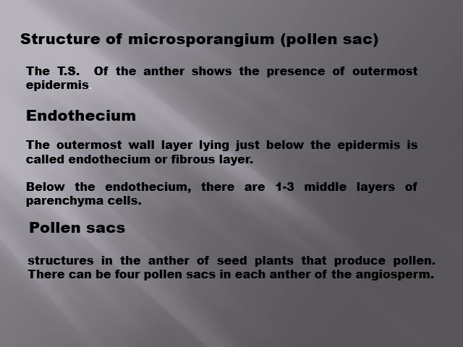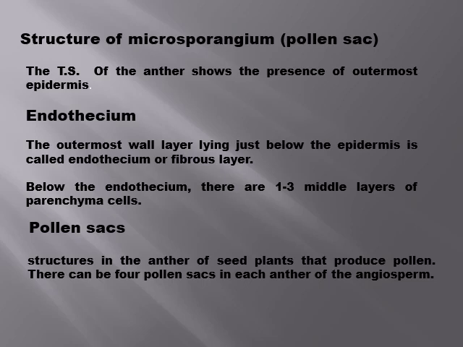Structure of microsporangium or the pollen sac. The transverse section of anther shows the presence of the outermost epidermis. So epidermis is the outermost layer of the anther in the transverse section. Endothecium. The outermost wall layer lying just below the epidermis is called the endothecium or the fibrous layer. So the layer just beneath the epidermis is known as the endothecium or the fibrous layer.